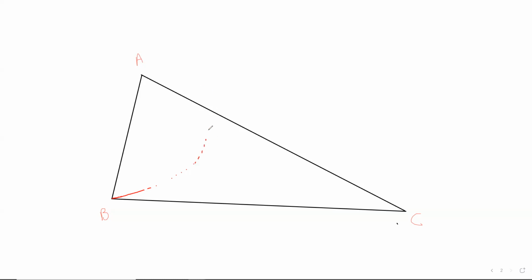It only passes through A. I cannot say anything more, whether it is tangent to AC or not. That I'm not saying. So this is tangent. I'm making this circle. Now I'm going to do this for all the three vertices.